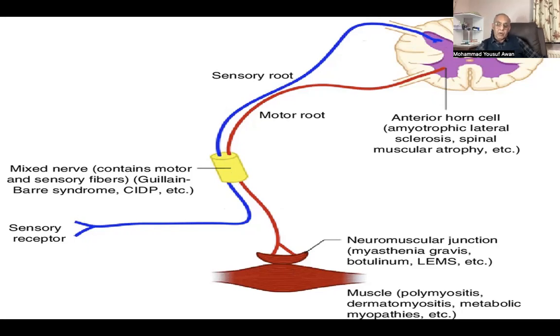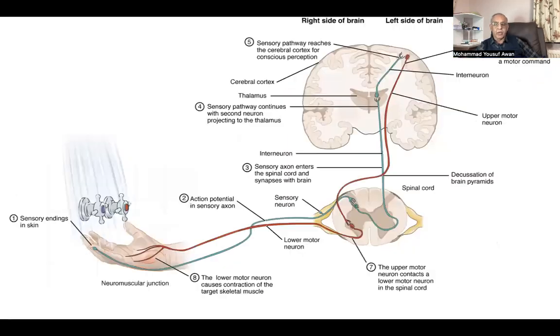So from the precentral gyrus down to the anterior horn cells are the upper motor neuron, and from the anterior horn cell the fiber goes to the muscle. These are the lower motor neuron. So clinical examination can help you in differentiating the lesions of the upper motor neuron from the lower motor neuron. We'll discuss in subsequent slides.